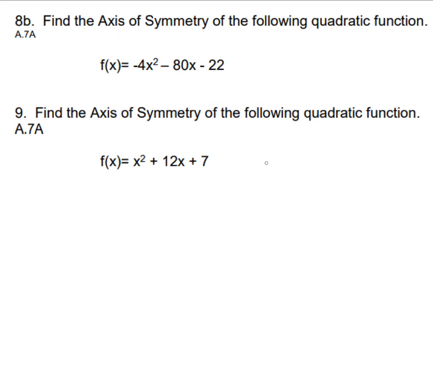Find the axis of symmetry of the following quadratic function: negative 4x squared minus 80x minus 22.